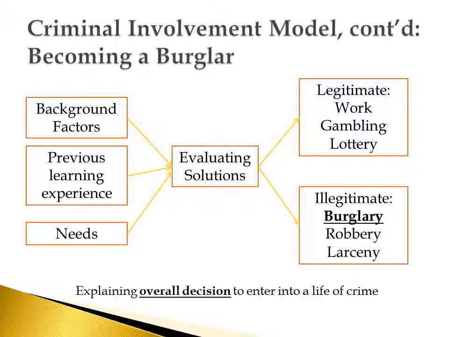And again, this is the criminal involvement model, meaning that for Cornish and Clark, this overall process that you see before you can explain the overall long-term decision to enter into a life of crime. And if you think about it, it can also explain the overall decision in a person's life to not enter into a life of crime.